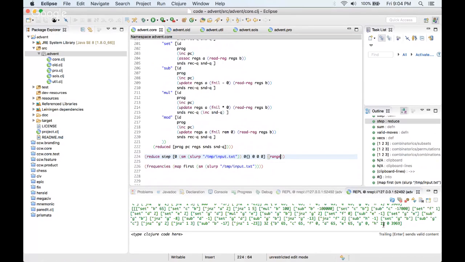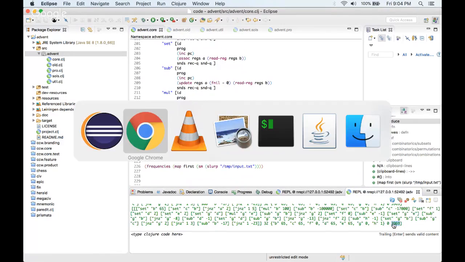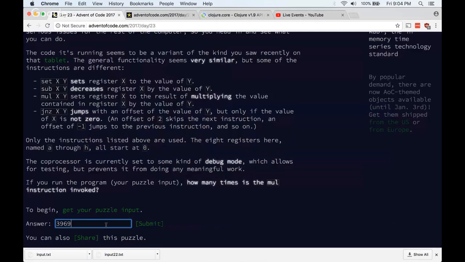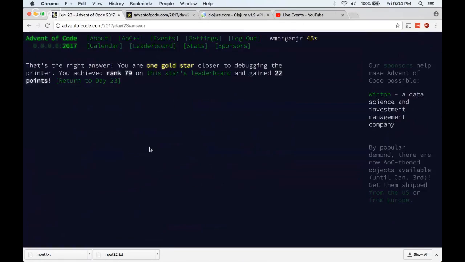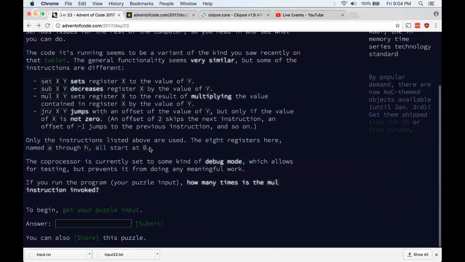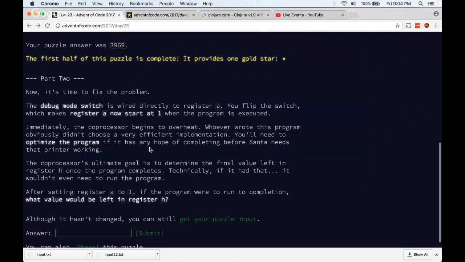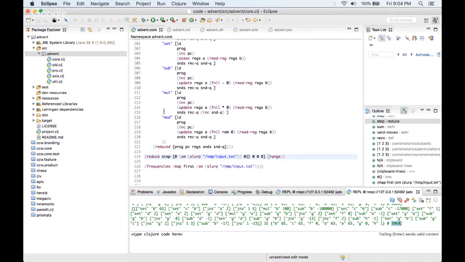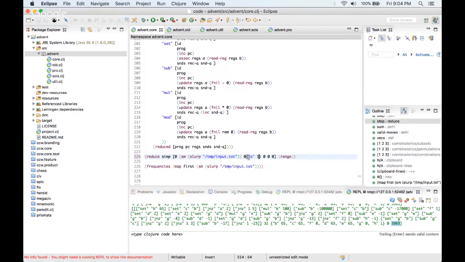All right, so we have an answer. Let's give it a try. Good answer, Mike, 79. Okay. Next part, debug mode switch is wired directly. Now register A starts at 1. Okay. 1, there, did it.